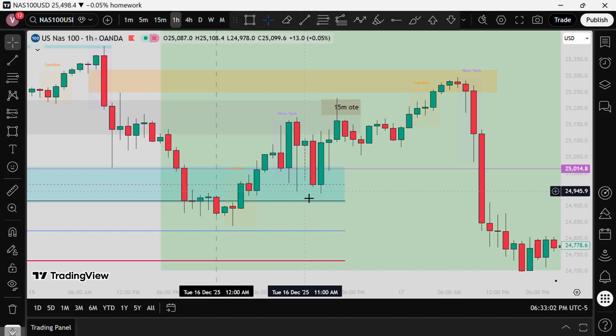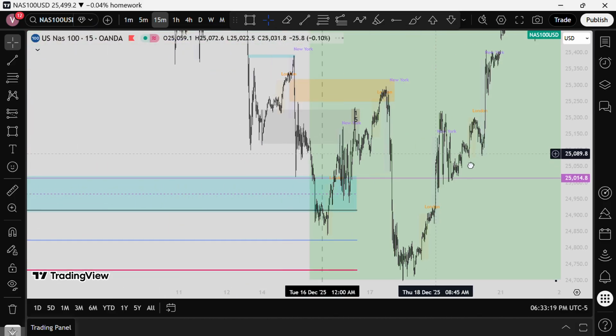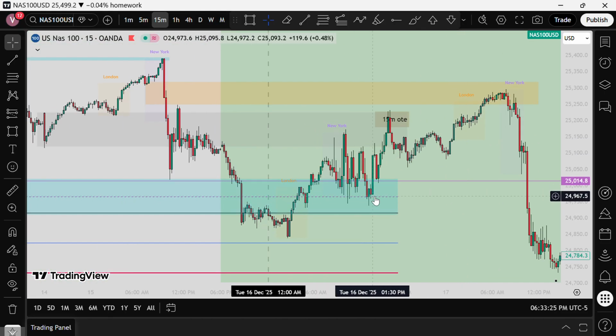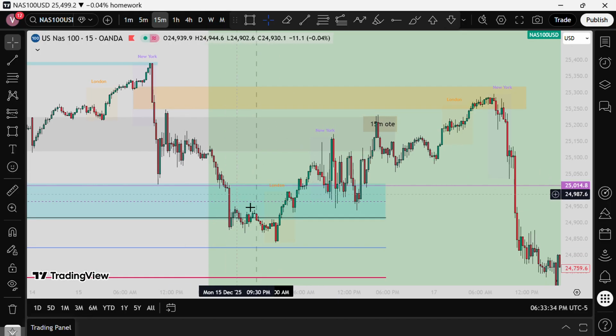Something to notice: see how here the candles are respecting this daily fair value gap which we had drawn in blue. Now we'll go to the 15-minute time frame and see what's happening there. Even in 15 minutes, see how the price is respecting the daily fair value gap, which it passed through and is now acting as a reclaimed fair value gap here.